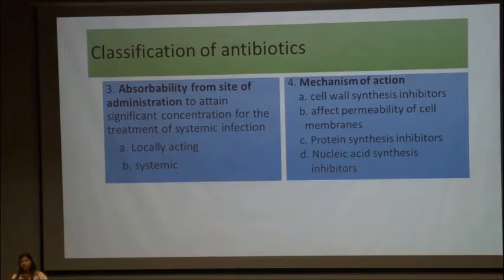Then depending upon the mechanism of action, this is the most accepted classification, that is depending upon where the action of the antibiotic occurs, whether it is a cell wall synthesis inhibitor like penicillins, cephalosporins, or whether it affects the permeability of the cell membrane as in case of polymyxins. Or it could be a protein synthesis inhibitor as in case of aminoglycosides or tetracyclines, or it could be a nucleic acid synthesis inhibitor like fluoroquinolones. So these are the various classifications based on which the antibiotics are classified.